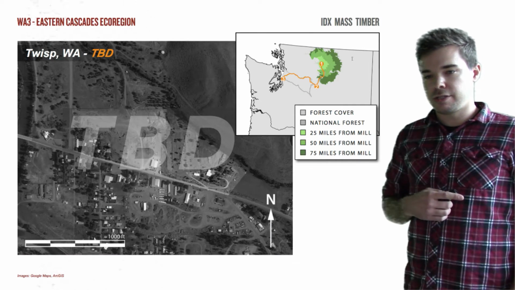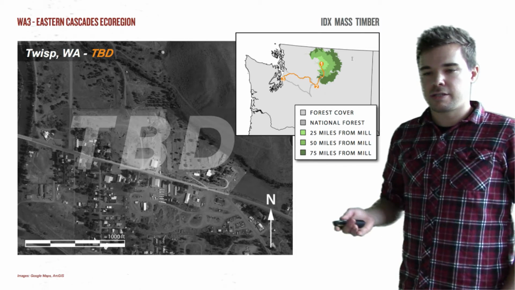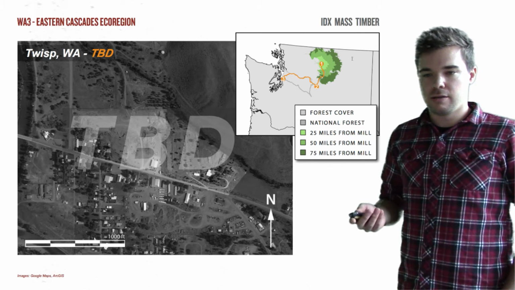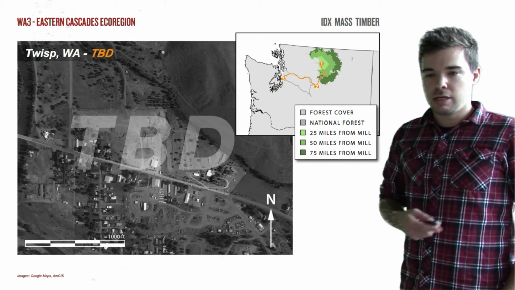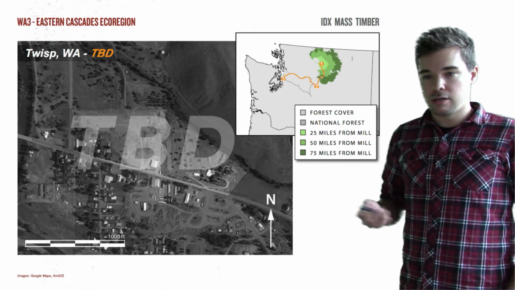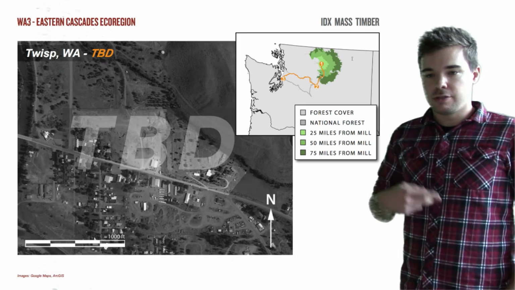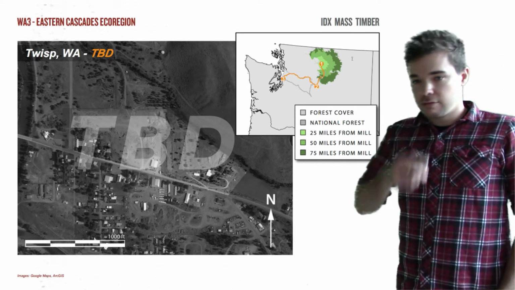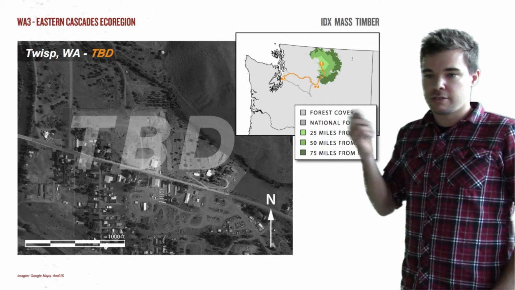Twisp is a little interesting. We were kind of suggested the area by a mill owner who said it would be a good place to start a new mill. It also has a lot of national forests to pull from, including Okanogan, Snoqualmie, Baker, Wenatchee, and Gifford Pinchot. So there's a lot of options there.